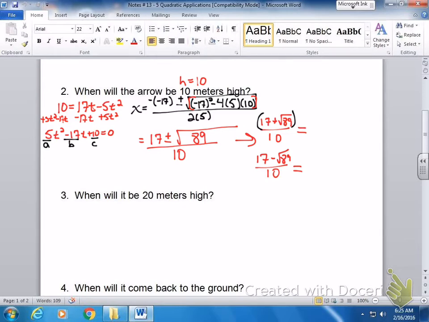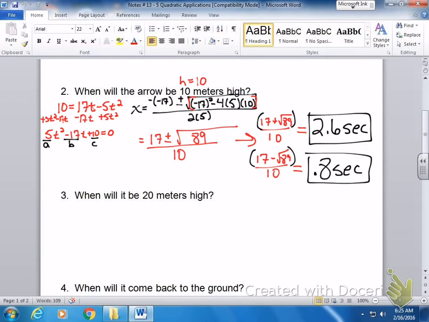If you do 17 plus the square root of 89, hit enter, divided by 10, you should get 2.6, and that's seconds because we're talking about time. Now the other one's the same thing. 17 minus the square root of 89 divided by 10 gives us 0.8 seconds. And remember, it can happen twice because it's following an arc, and it actually just hits that height twice, once at 0.8 seconds, once at 2.6.